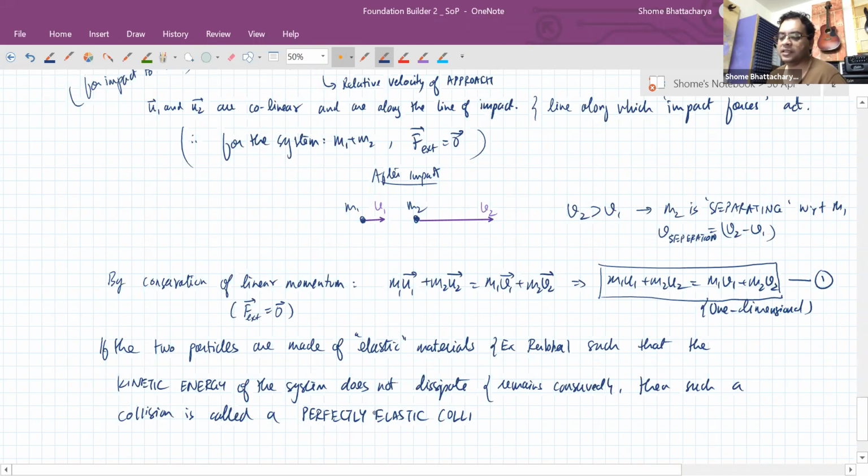But in the case of elastic materials, there is no evidence of this happening: they are neither changing shape nor getting deformed, nor are you hearing a loud sound or sparking or anything like that. So the kinetic energy of the system remains conserved. Such a situation, where there is zero loss or dissipation of kinetic energy, is the definition of a perfectly elastic collision.